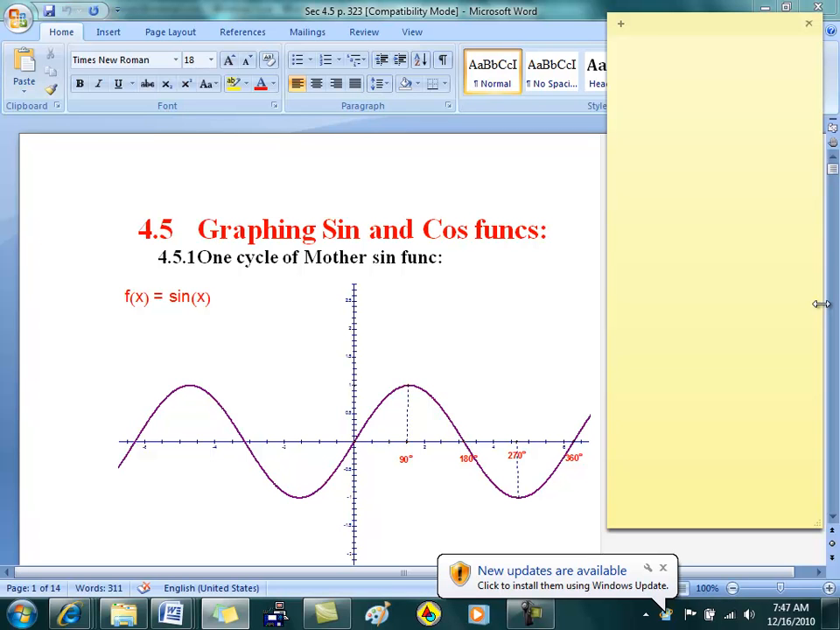Yo, anybody, pay attention. Yeah, periodic. Okay, it's a periodic function. It repeats itself over and over again. So one period is the same thing as one cycle.